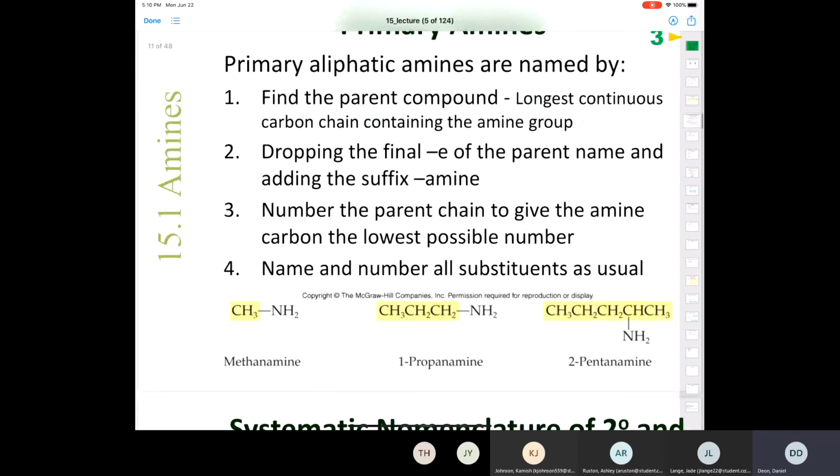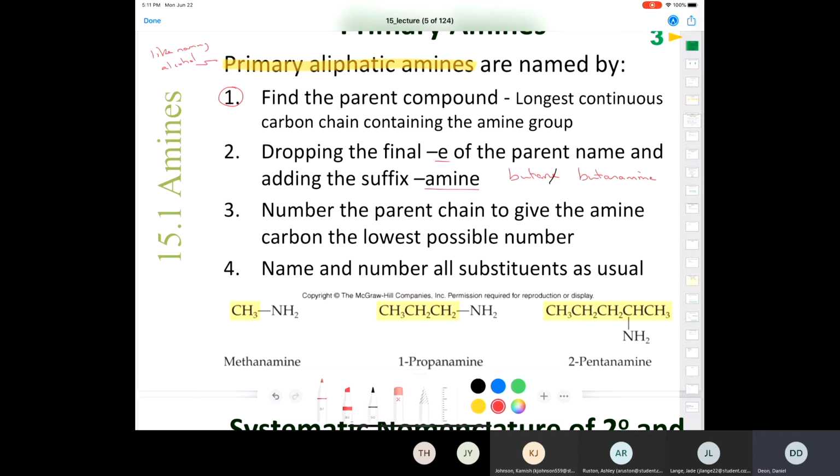Then I spent some time on nomenclature, and hopefully you spent some time practicing this over the weekend. It takes a lot of practice to learn how to name amines. The good news is that primary amines, primary aliphatic amines, are much like naming an alcohol, in that you find the longest continuous chain that contains the amine group, then you drop the E at the end and you replace it with amine. So instead of butane, you would remove the E and end up with butanamine. So we have propanamine, butanamine, pentanamine, hexanamine, so on and so forth.